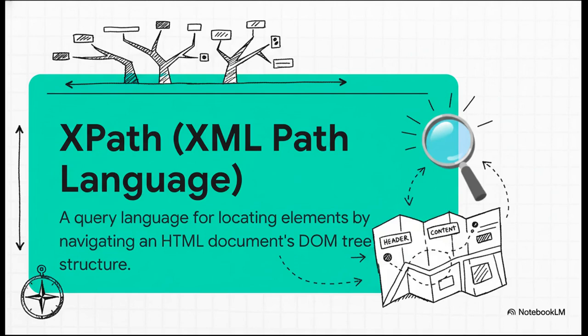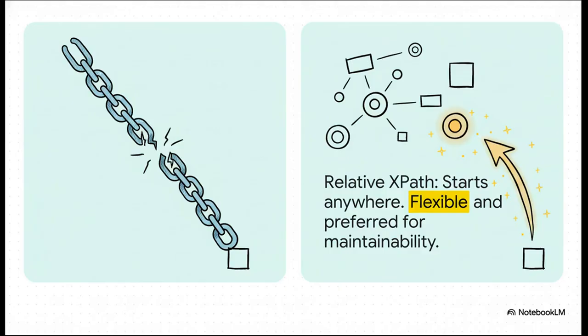So what is XPath, really? Well, officially, it stands for XML Path Language. It's basically a query language that's designed to navigate an HTML document structure, what developers call the DOM tree. It's a lot like using directions on a map. XPath follows a specific path through all that code to find exactly what you're looking for, weaving through the page's complex hierarchy.